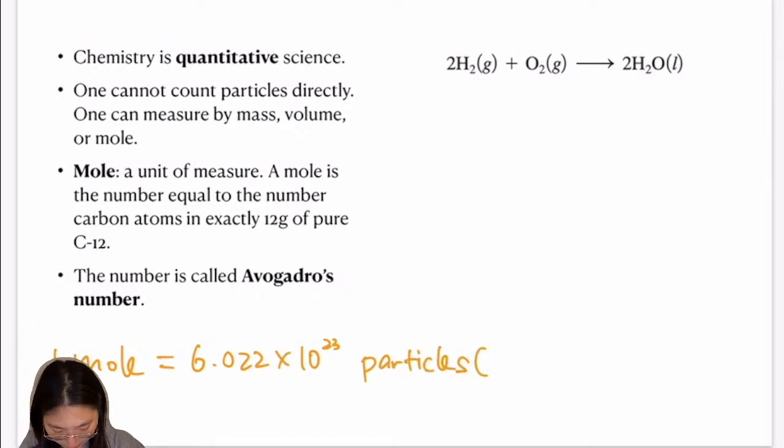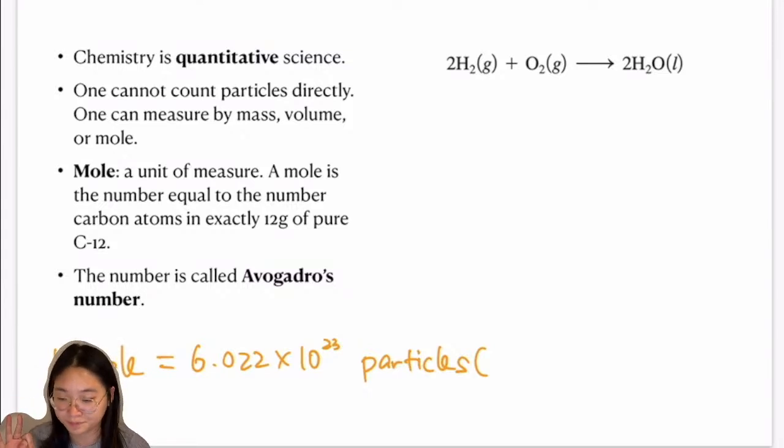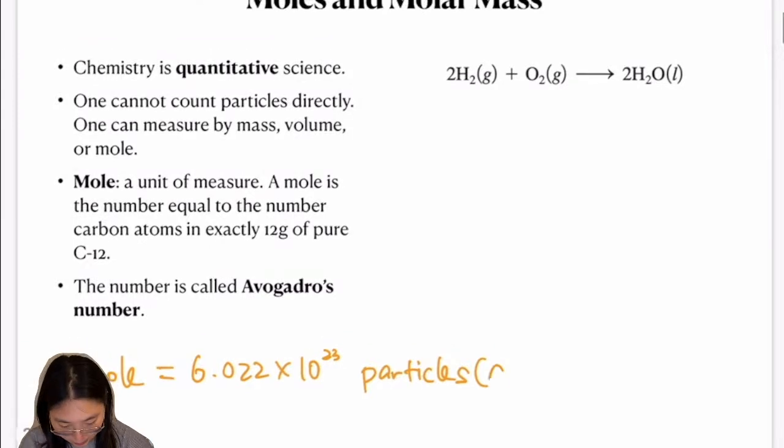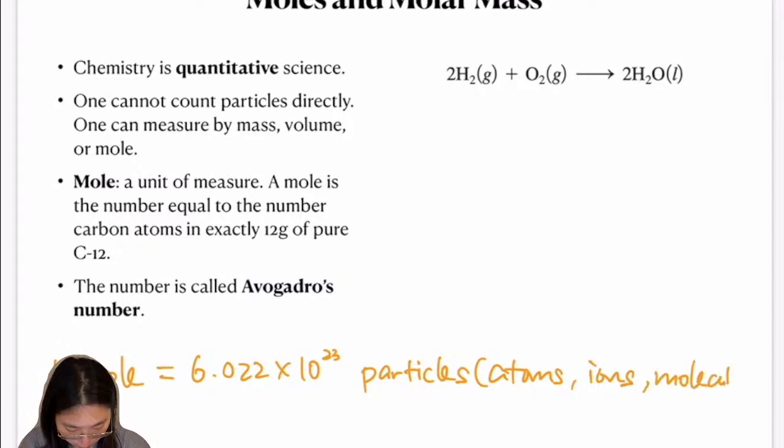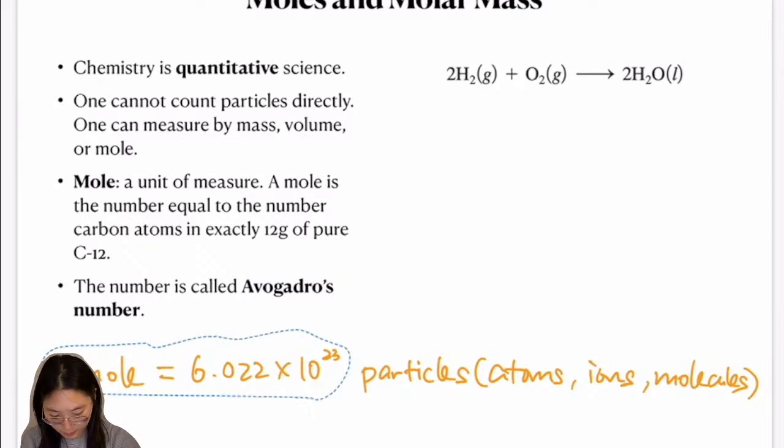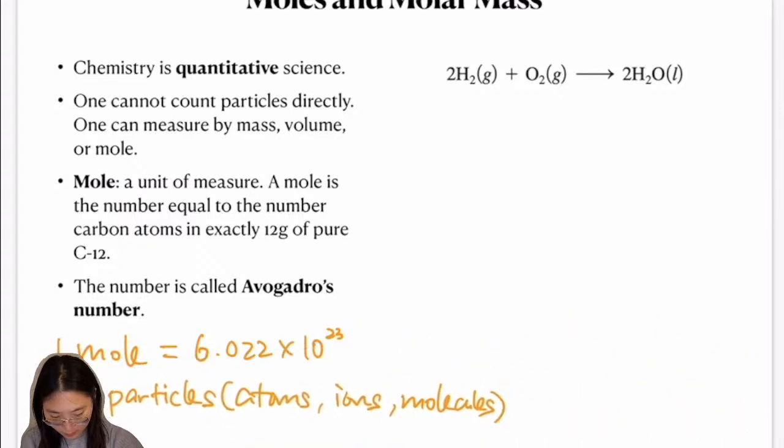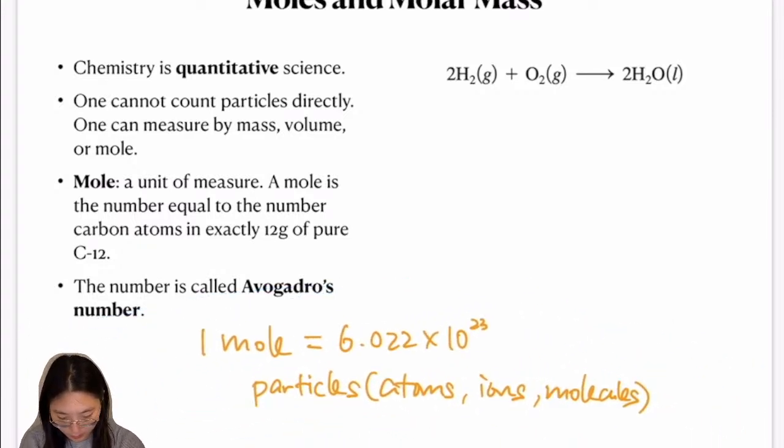And here, when I say particles, it can be molecules, or ions, or atoms. So all of these are considered the particles, like the tiny particles in chemistry. And then we call this number the Avogadro's number. We use the capital letter N with subscript A to represent the number of particles.